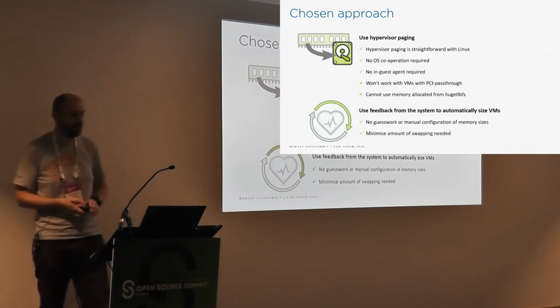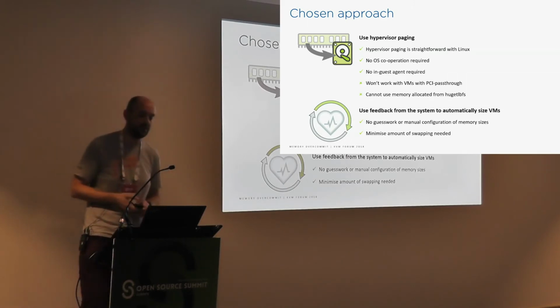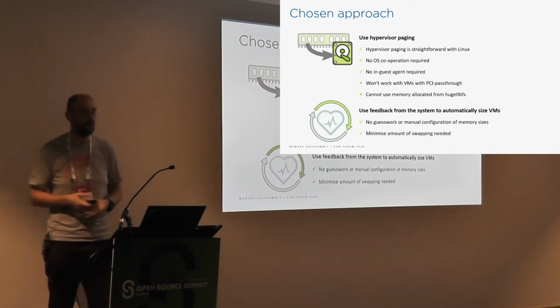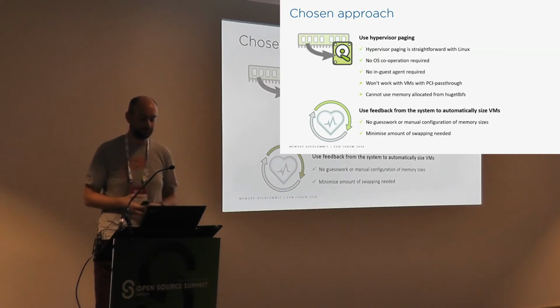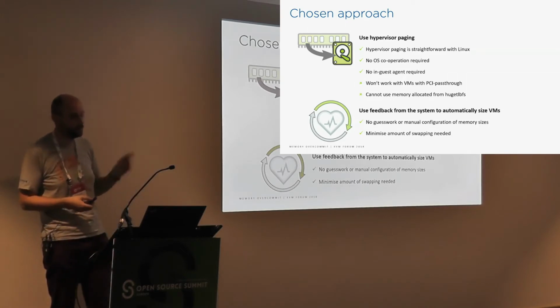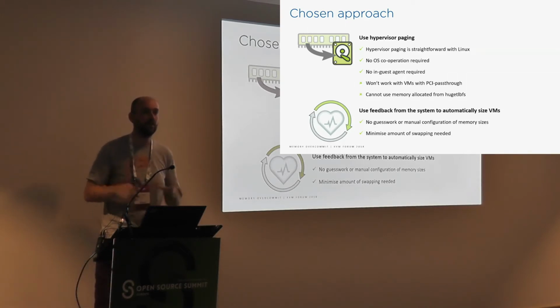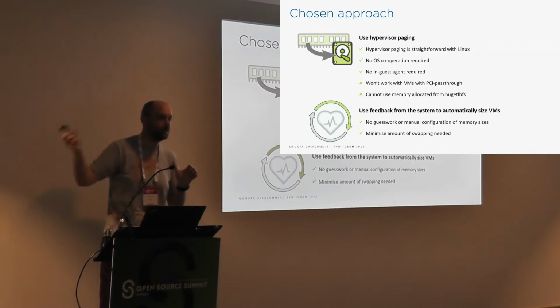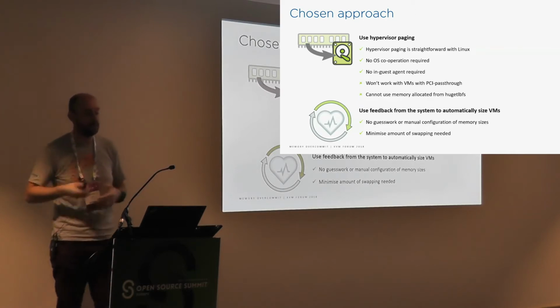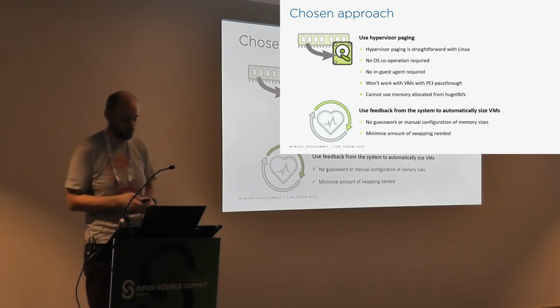So we want to use feedback from the system to automatically size VMs. So this means no guesswork, no manual configuration for the admin to do. And if we get this right, we can minimize the amount of swapping needed. So that was critical. One of the drawbacks from hypervisor paging was to try to minimize the amount of swapping activity that's going on. So if we can minimize that by using the feedback from the system in the right way, then hopefully we can mitigate that potential problem.